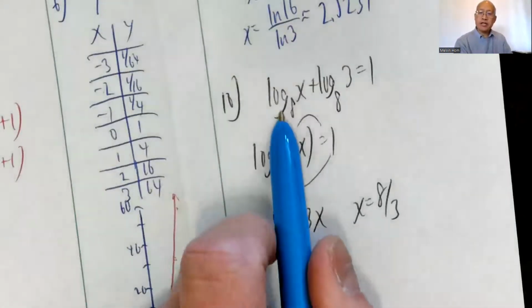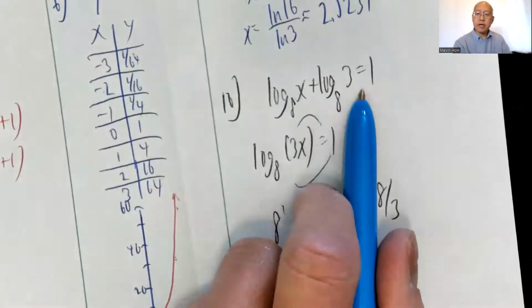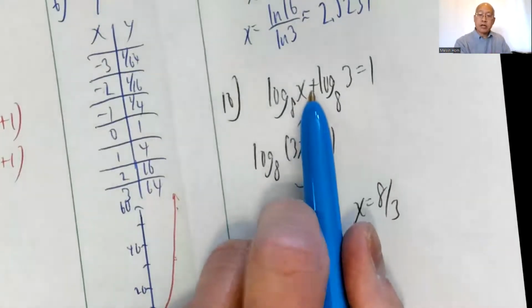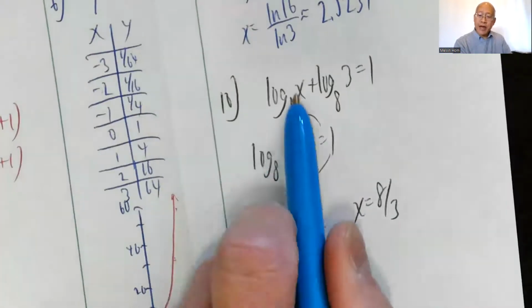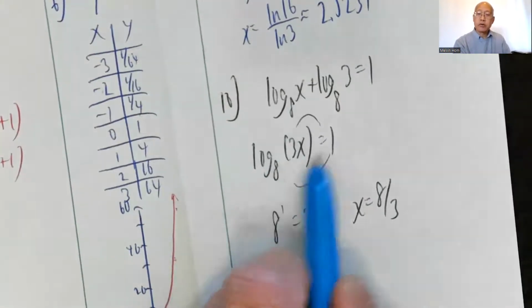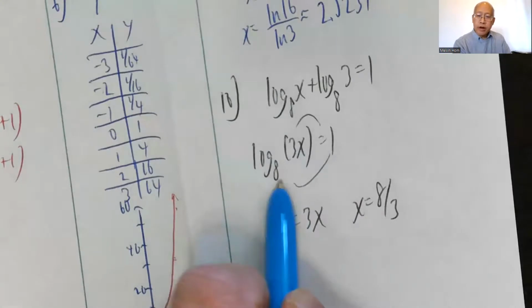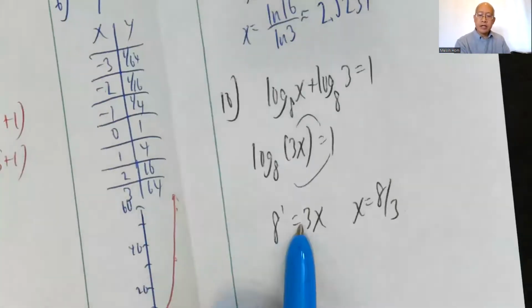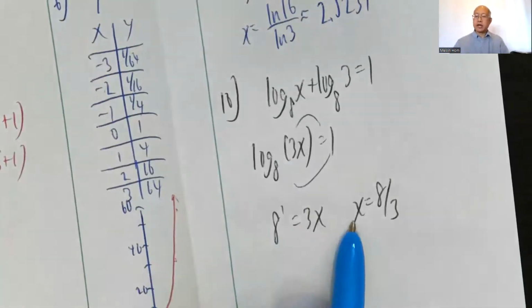Finally, number 10, log base 8 of x plus log base 8 of 3 equals 1. There's a plus sign here. That means I'll take the log of the product. Log base 8 of x times 3, or 3x, equals 1. Unscramble it. 8 raised to the 1 is 3x, and then just divide by 3, x is equal to 8/3.